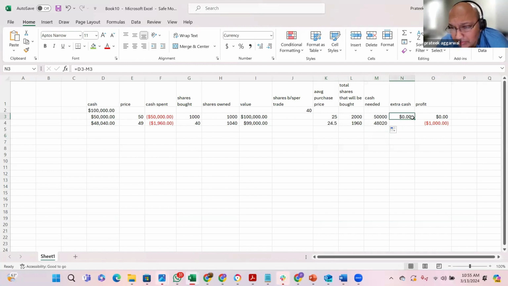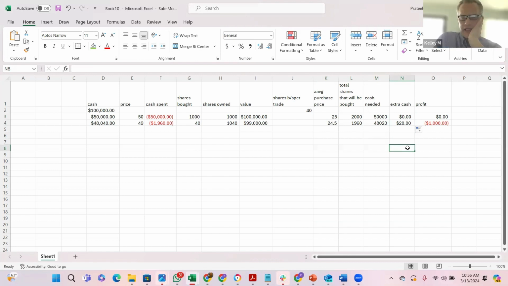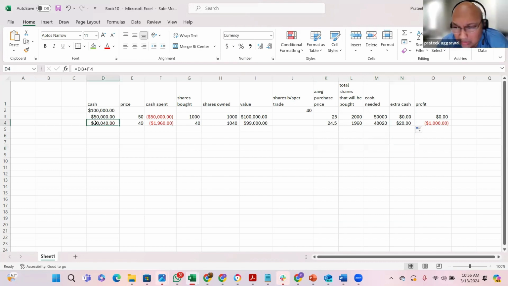So if I take the difference between cash and cash needed, it will become $20. This is the extra cash. So where does the extra cash come from? It is the difference between the cash in the account and the cash needed.